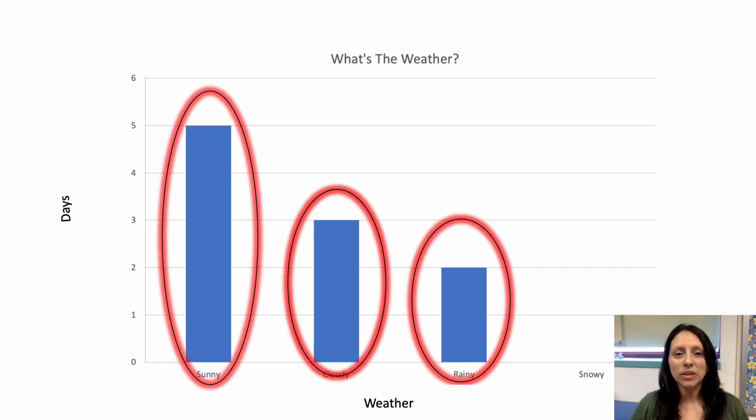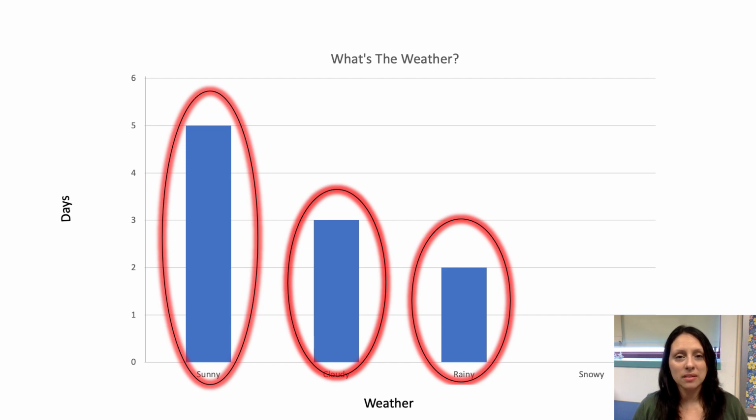Now we're going to look at the bars on the bar graph. Do the bars on this bar graph look the same? Do they look different? Well, they're all the same color, but they are different in height. Let's take a closer look at the first bar on this bar graph. The first bar is the tallest bar. It's just above the word sunny, and it reaches up to the number 5.